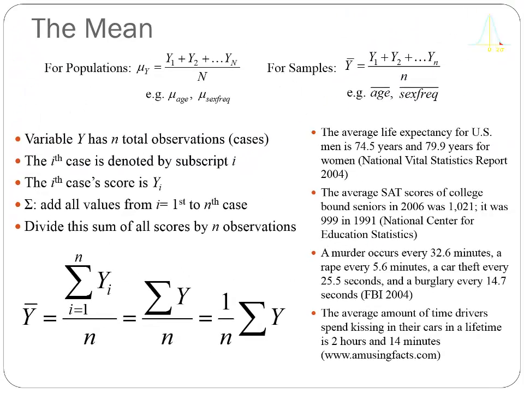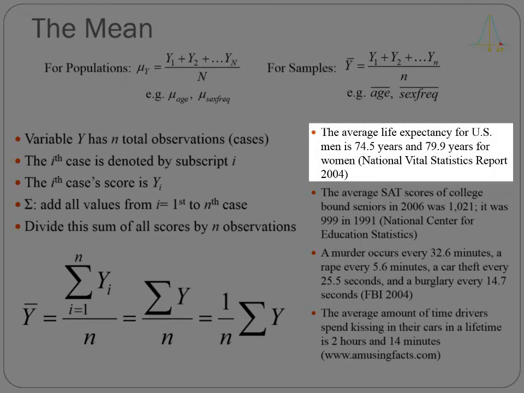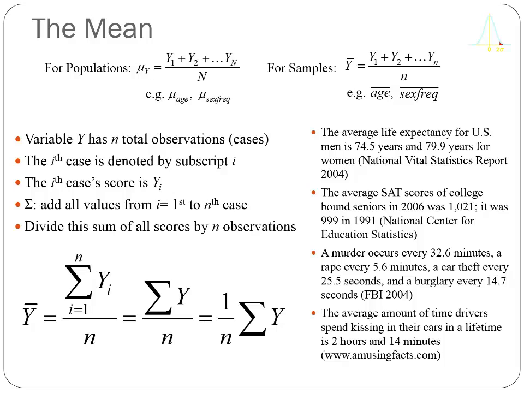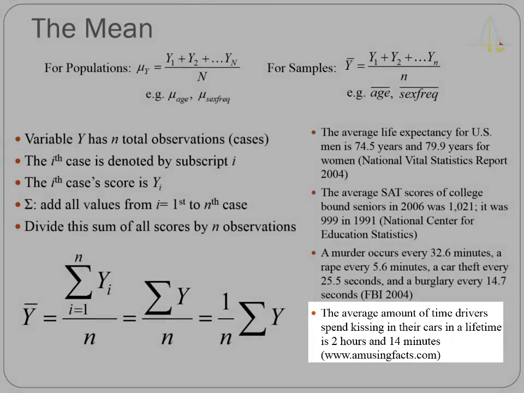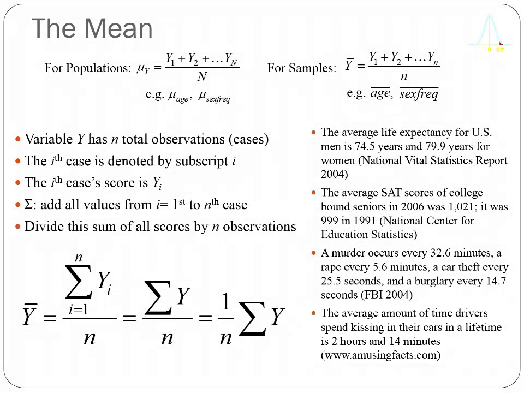Now I've got some examples over here, but we don't have to spend a lot of time with this since you're very comfortable with averages. But for example, from the National Vital Statistics Report in 2004, the average life expectancy in the U.S. for men and women respectively is 74.5 years and 79.9 years. And then, of course, somebody has some made-up statistic, which is the average amount of time drivers spend kissing in their cars in a lifetime is 2 hours and 14 minutes. I'm not certain how they got that number, but I think I'm going to always present that one as an actual fact.